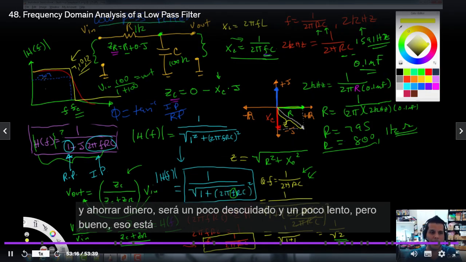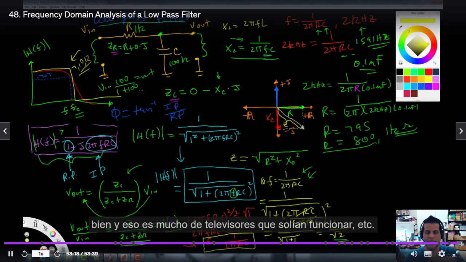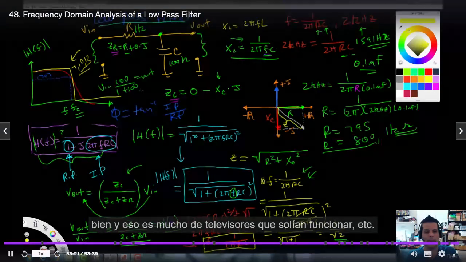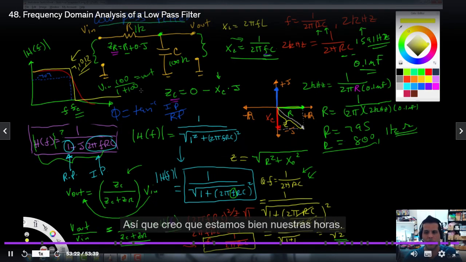It's going to be a little bit sloppy and a little bit slow, but hey, that's okay, and that's how a lot of television sets used to work, and so forth. Okay, so I think we're good.